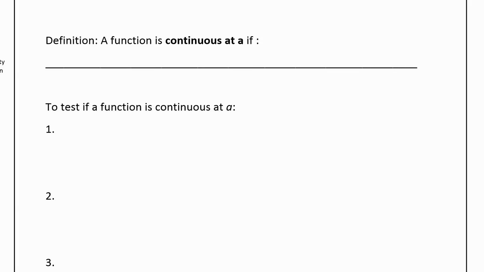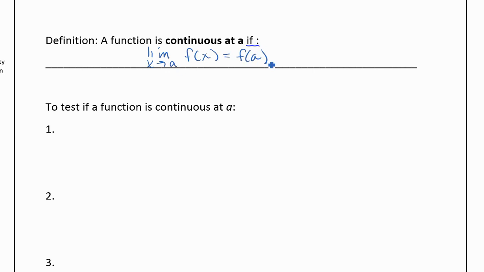Okay, now we'll actually define what it means for a function to be continuous at a point. So we say a function is continuous at a point A, and A is an x value, if the limit as x goes to A of f of x equals f of A. So we're saying that it's continuous when, for that limit, you're able to just do direct substitution, that the limit is equal to the function value there.